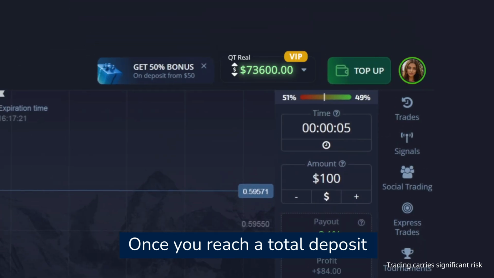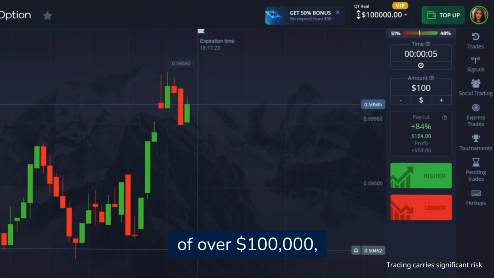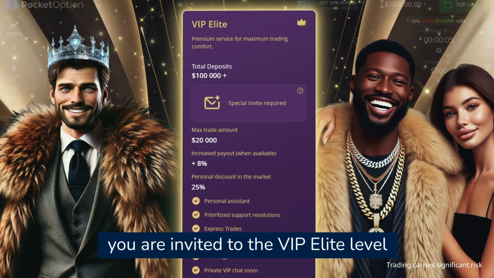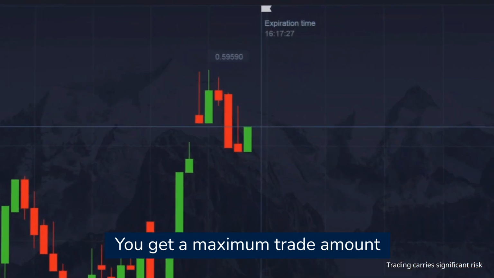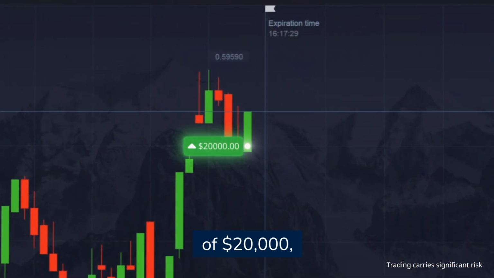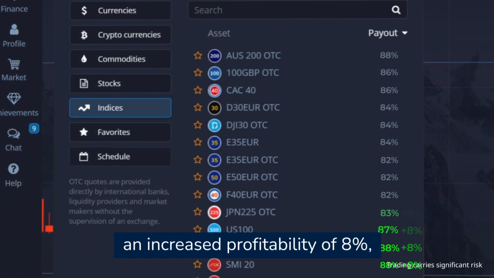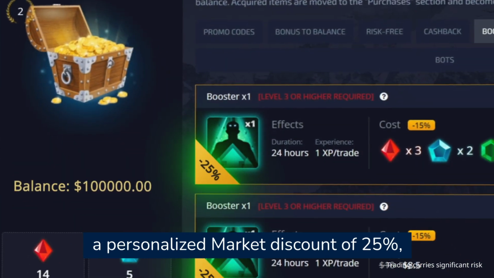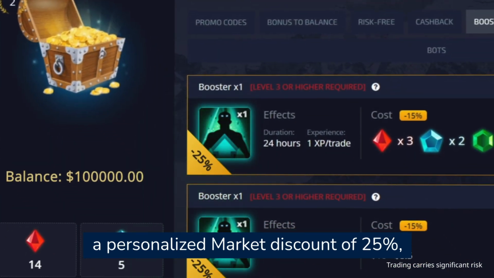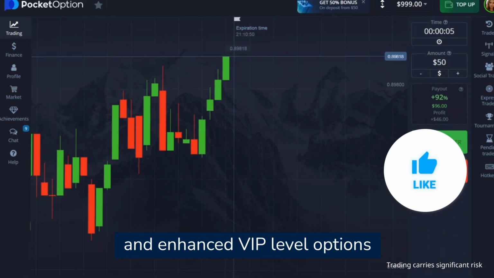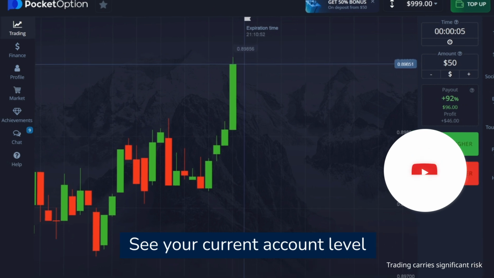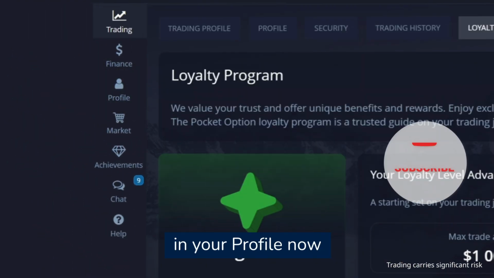Once you reach a total deposit of over $100,000, you are invited to the VIP Elite level. You get a maximum trade amount of $20,000, an increased profitability of 8%, a personalized market discount of 25%, and enhanced VIP level options. See your current account level in your profile now.